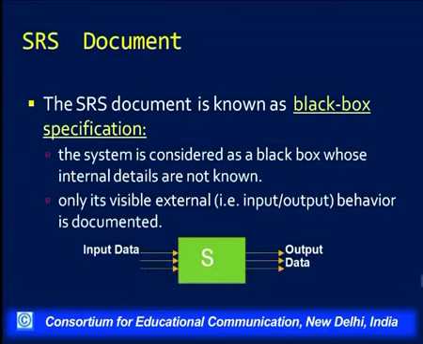What the system is going to do will be categorically and clearly documented in the SRS document. So it is sometimes also called the black box, because it is a complete abstraction. It only talks about what the system is going to do and not how the system is going to do it. So implementations are completely hidden at the time of the SRS document.